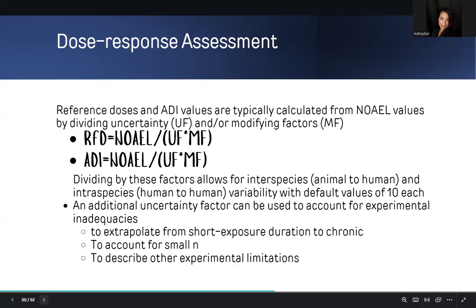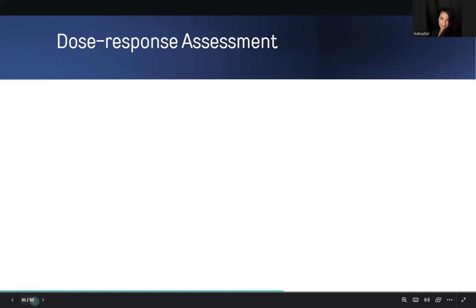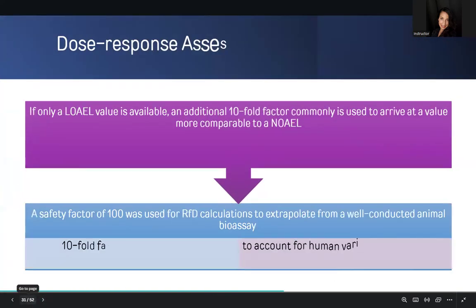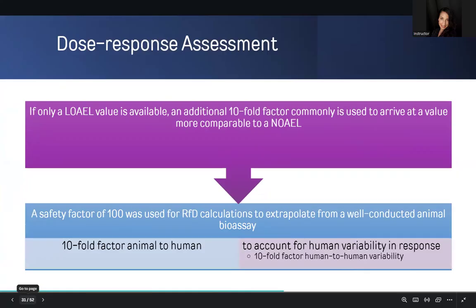If only a LOAEL value is available, an additional tenfold factor is commonly used to arrive at a value more comparable to a NOAEL. Traditionally, a safety factor of 100 was used for RFD calculations to extrapolate from a well-conducted animal bioassay, a tenfold factor animal to human, and to account for human variability in response, a tenfold human to human variability factor.